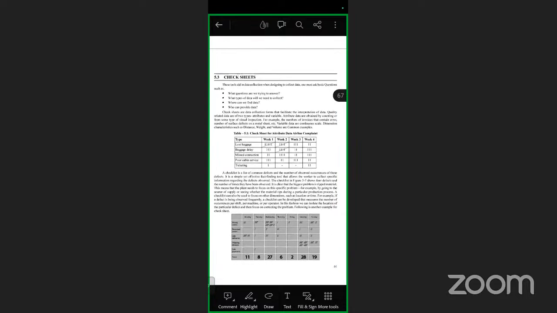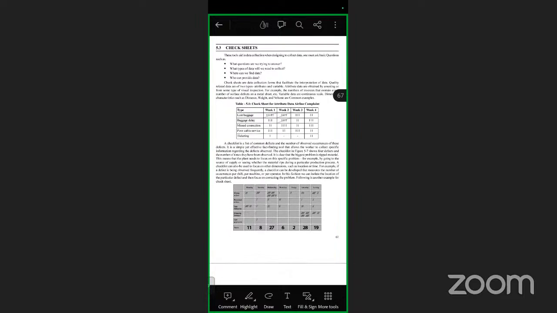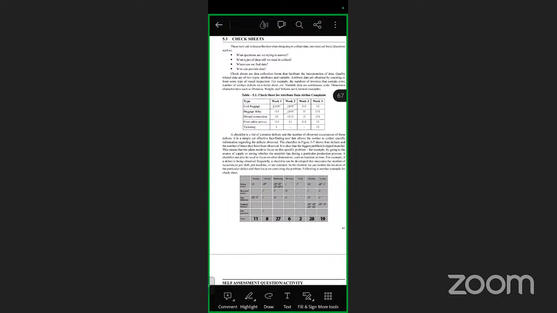So checklist. What is meant by checklist? Where do you have to use the checklist? A checklist is one type of document, where we count how many items there are. This tool aids data collection. In designing to collect the data, we must ask basic questions such as: what questions are we trying to answer, what types of data will we need to collect, where can we find the data, who can provide the data, all those things.